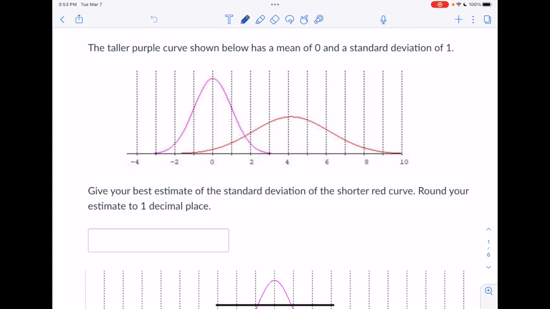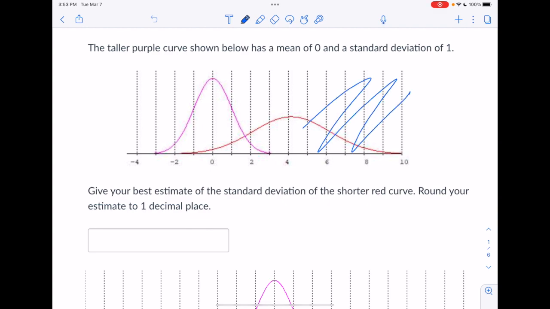Standard deviation doesn't measure height, even though they talk about the red curve being shorter. What's important is that standard deviation measures spread, which would be width. So the red curve is wider than the purple curve, so it's going to have a bigger standard deviation. Maybe it's roughly twice as wide, so it might have a standard deviation about double. But guessing's not the ideal way to do it, and I want to give help, not answers.